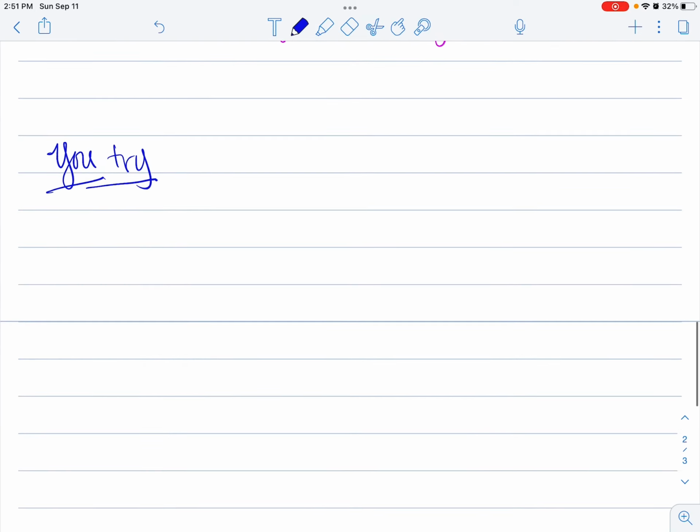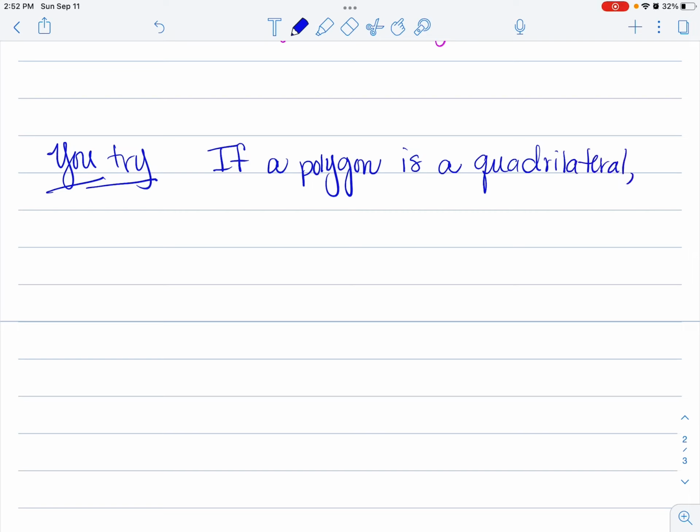So I'm going to give you a math one, and we're going to see how well this goes. So the statement is, if a polygon, remember polygon is just a fancy geometry word for shape, is a quadrilateral, it's a four-sided figure, then it has four sides. Okay, so one more time, that's the original conditional.